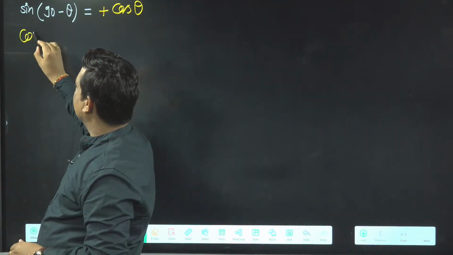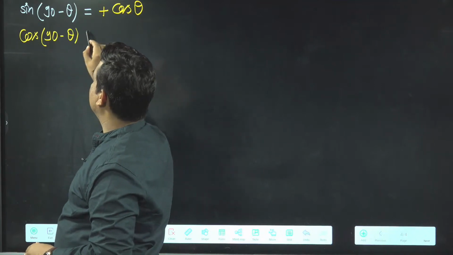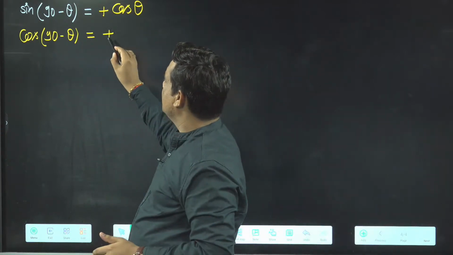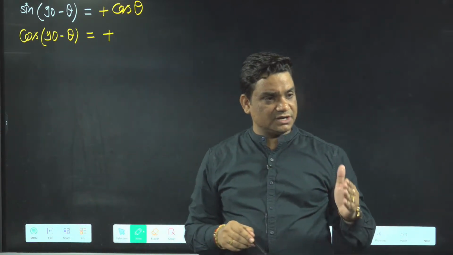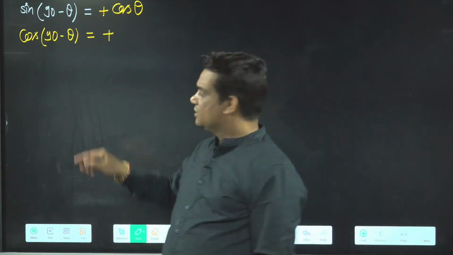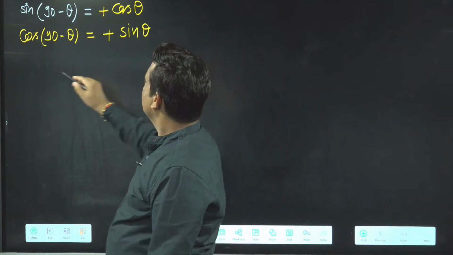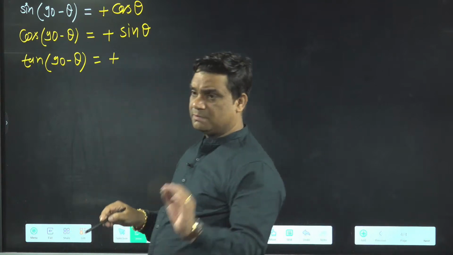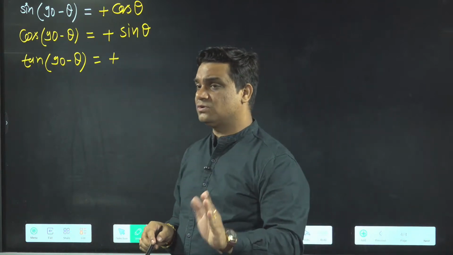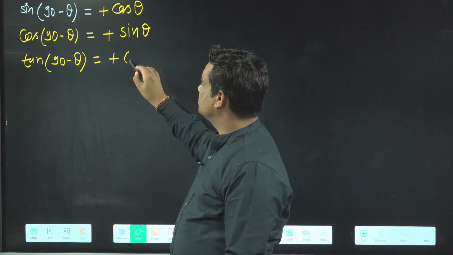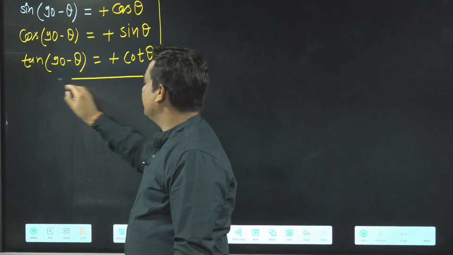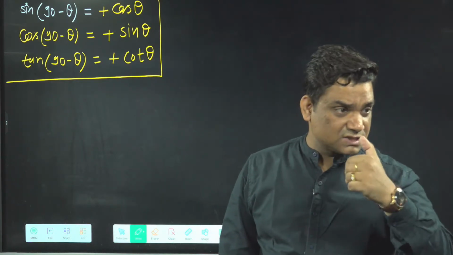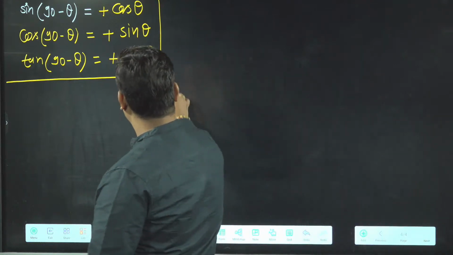Next I will write cos 90 minus theta. This is going to be in the first quadrant, 90 minus, so it is plus. Now cos will change, and cos will always change into sine. So this becomes plus sine theta. Now tan 90 minus theta. Again first quadrant, it is going to be positive, and tan always changes into cot whenever 90 or 270 is there. So this is going to be cot theta. I hope no one is having any problem in these three. In these three formulas, ask fast if you have any problem.